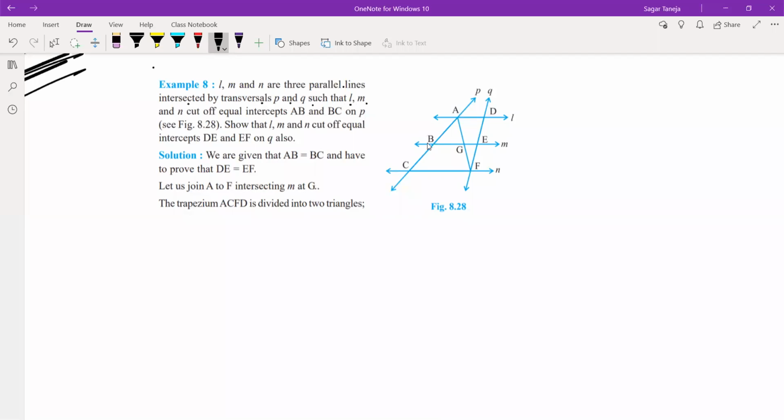So AB and BC are equal intercepts, equal division. It is written that the lines L, M, N are intersected by P and Q such that AB and BC are equal to each other. These are equal parts. On this transversal P, show that L, M, N cut off equal intercepts DE and EF on Q also. Means L, M, N cut the Q line also into DE and EF, two equal parts. Means we have to prove that DE and EF are equal, and here AB and BC are given equal. So what is given?